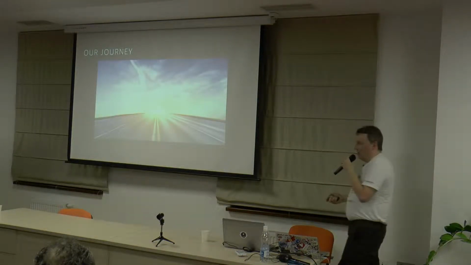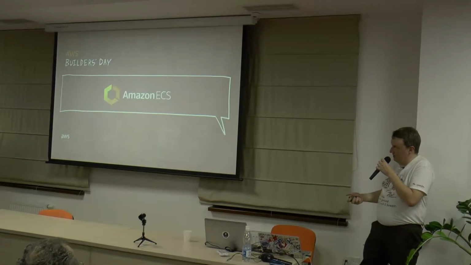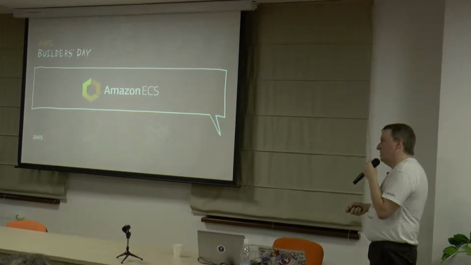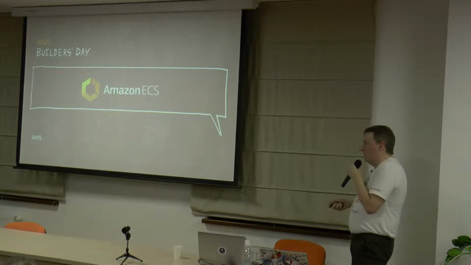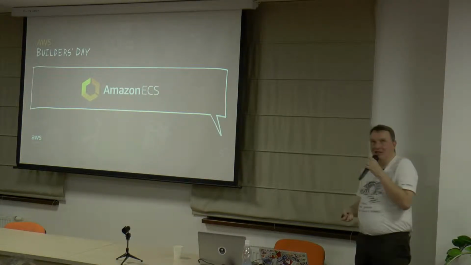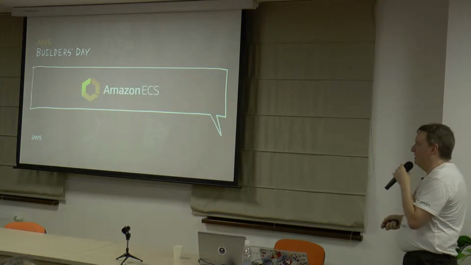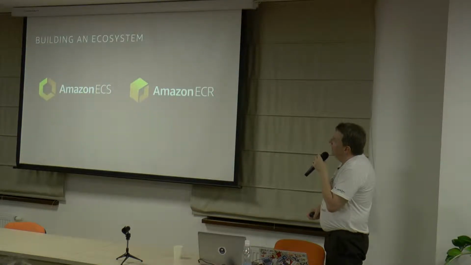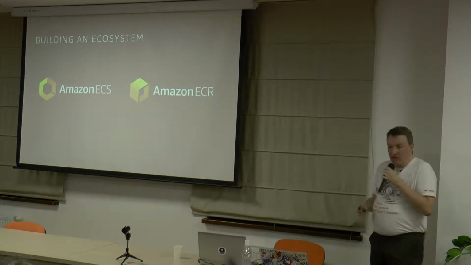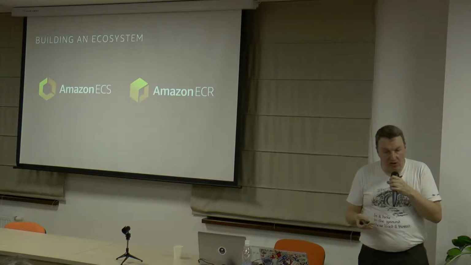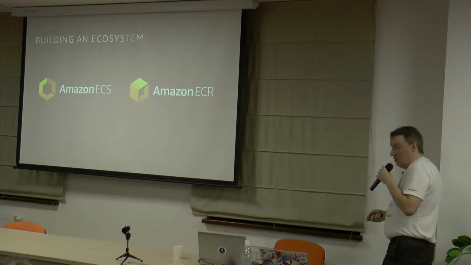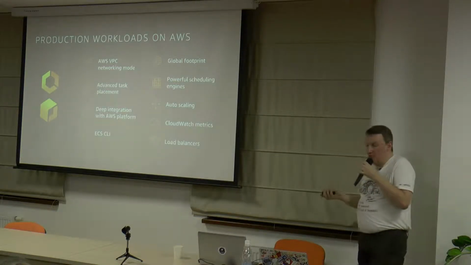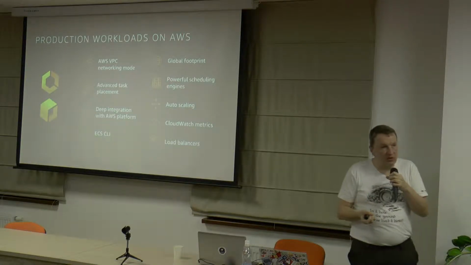So we've been building containers for a while now, and the first service that we built is called Amazon ECS, dating back to 2016. Could be re:Invent 2015, late 2015. Yeah, late 2015. So ECS was our first service, and we released it with a companion service called ECR, the Docker registry.